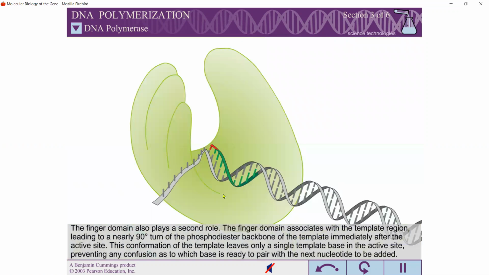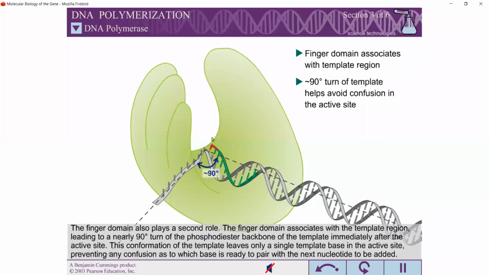So we are now coming to the part where we started from. So this was the primer template junction. This was the primer, or the 3' OH, to which a new dNTP has been added based on the nitrogenous base found here. And now, as you can see, we have the next base, which has now moved on into the active site.